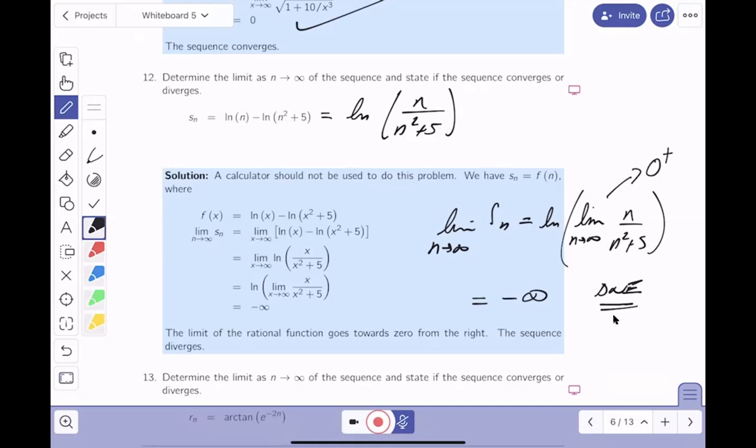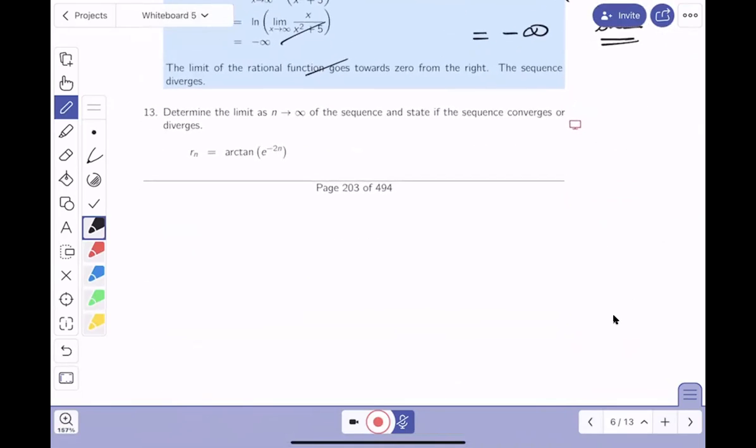So what do I know about the sequence? The sequence diverges. All right. It's there, and you do see it says it's diverged over here. Let's do number 13. And again, I'm going to write limit down. And again, it's the limit as n goes to infinity of Rn.